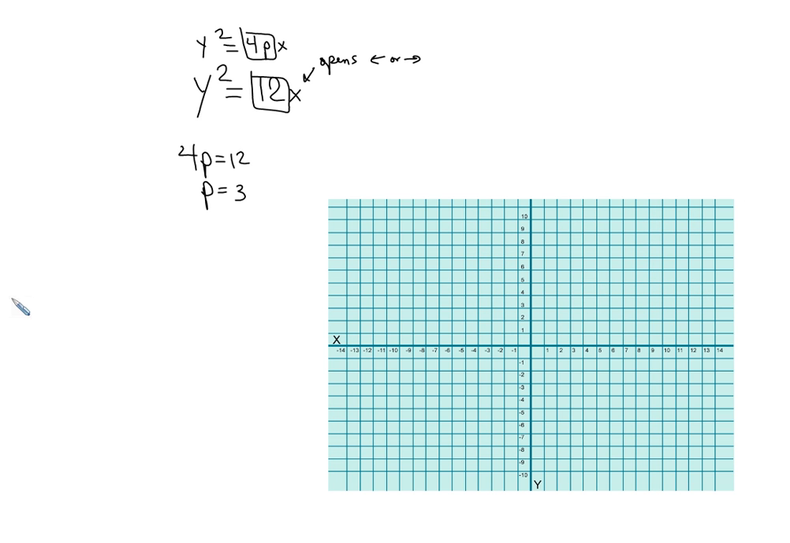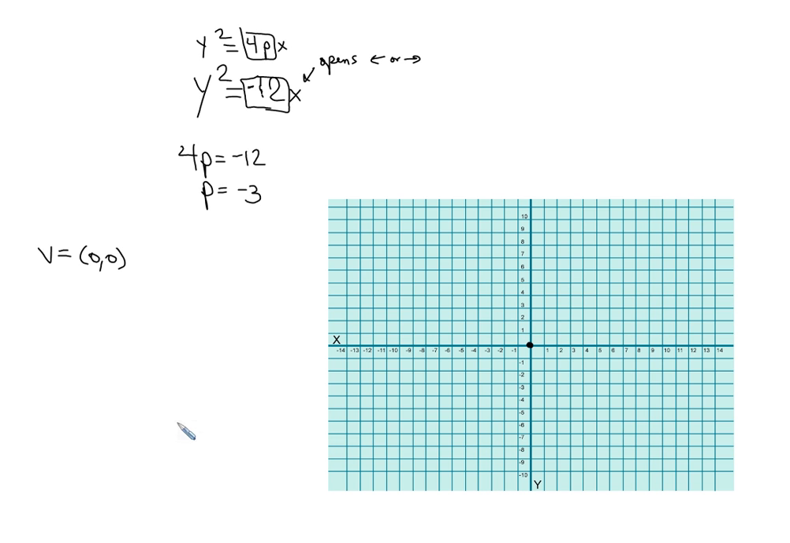My vertex is where? Because they're always 0, 0 on these right now. We'll change them later. Not today, not this section. We said this is going to open either to the left or to the right. Since p is positive, which way is this going to open? To the right. So I'll tell you what, guys. Let's change this. Let's make it negative 12x so we can see what happens if it goes in the negative direction. So now 4p equals negative 12, which makes p equal to negative 3.